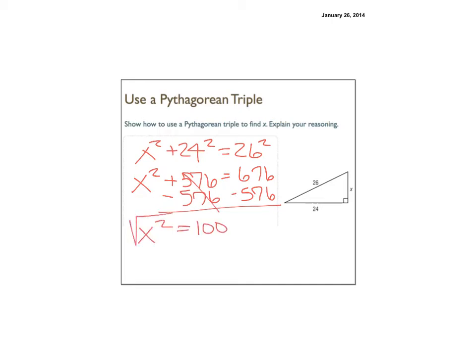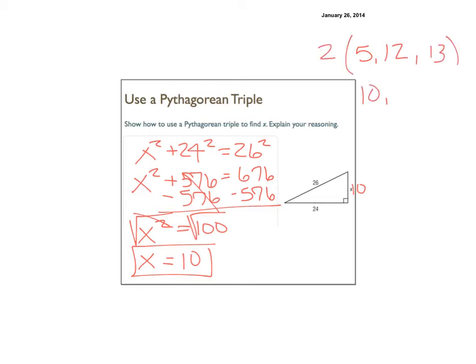I'm going to take the square root. I get x equals 10. So that would be my leg here. Now, you see that this is a Pythagorean triple, the 10, 24, 26. If you look back at the chart that we were just looking at, these are multiples of the Pythagorean triple 5, 12, 13. So if you multiply each of these by 2, you'd get 10, 24, 26.